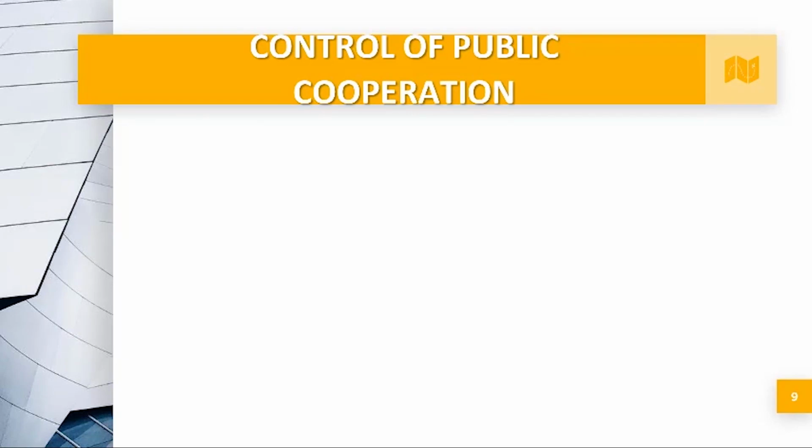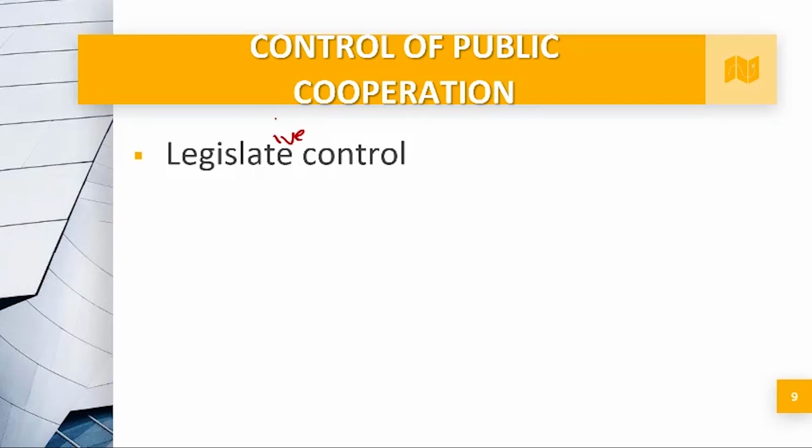Next, we're looking at control of public cooperation. It's not like a private sector. It's not like a one-man business where one person controls. Who controls public cooperation? How do they exercise such control? There's what we call legislative control. Please take note, please.